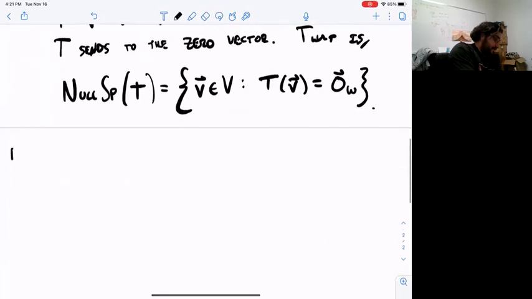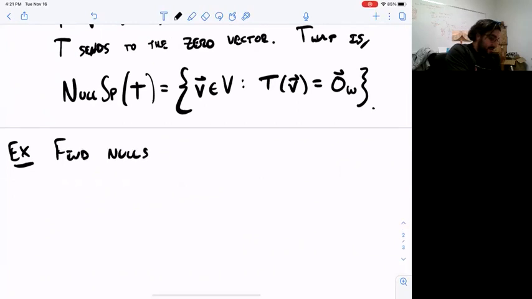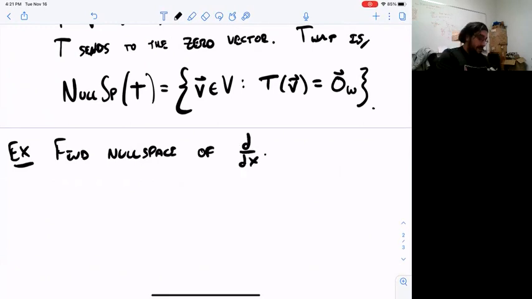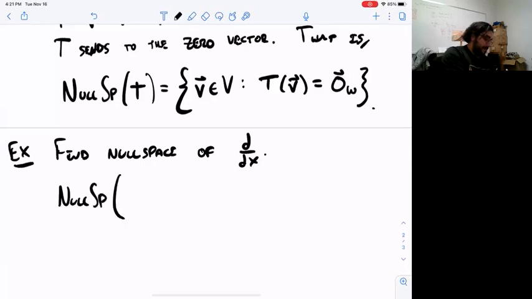So for example, say I said find the null space of the linear transformation that we just mentioned. Find the null space of the derivative, right? Well, the null space of this map, you could say, is what?